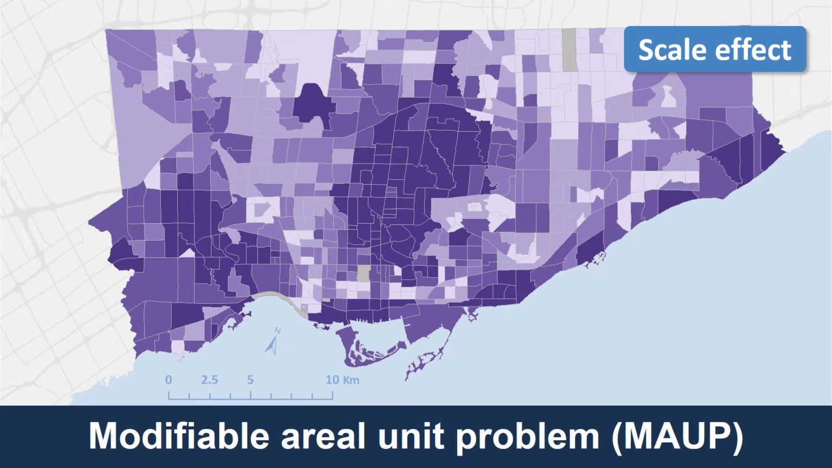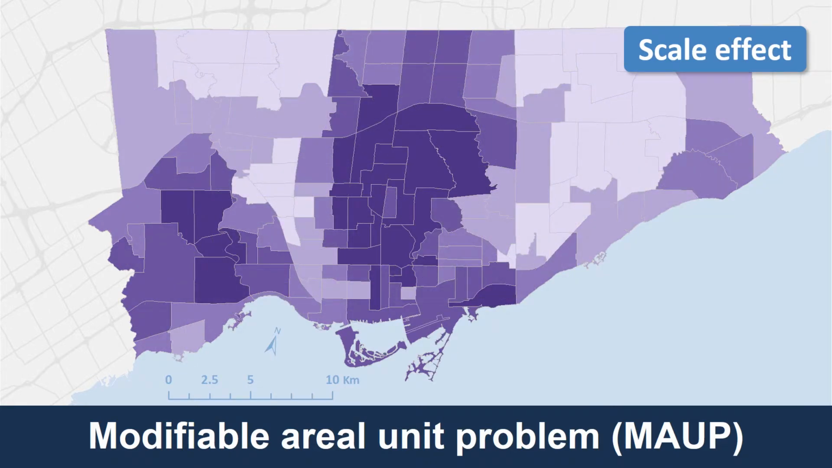A different effect that can come up with the MAUP is the scale effect. And what that is, imagine if you have data at one scale such as this. So this is for the city of Toronto, and these are data points at the census tract level. If I take that same data but aggregate it according to the neighborhood level, so those are larger areas than census tracts, we get a different pattern.